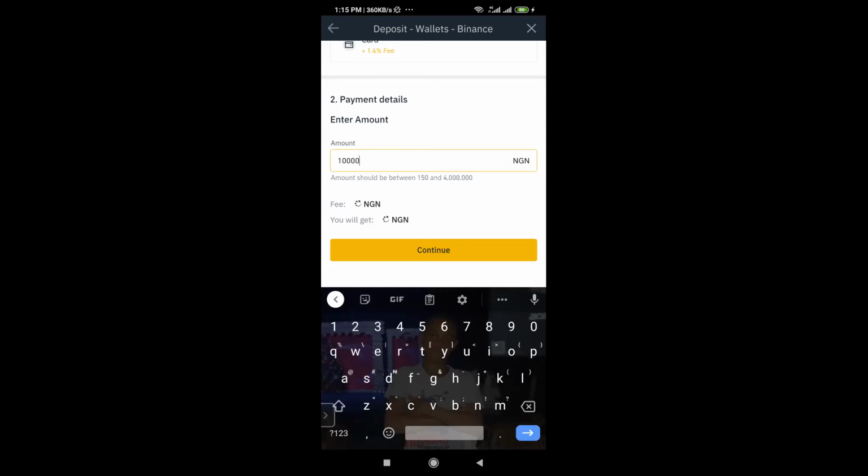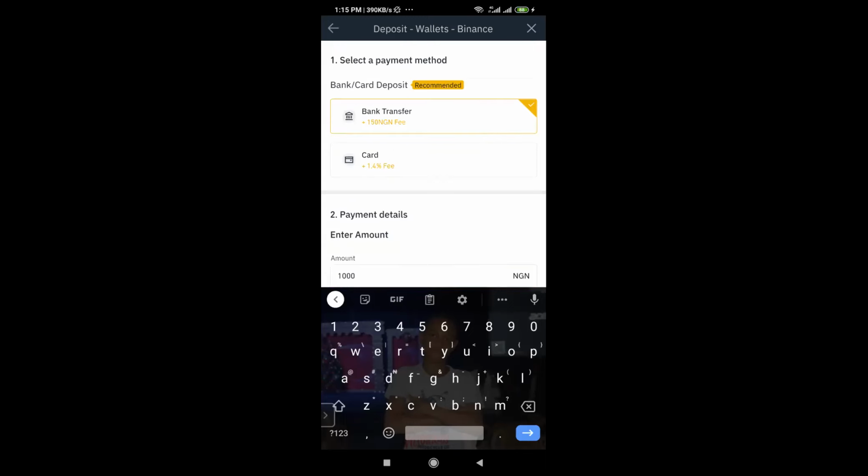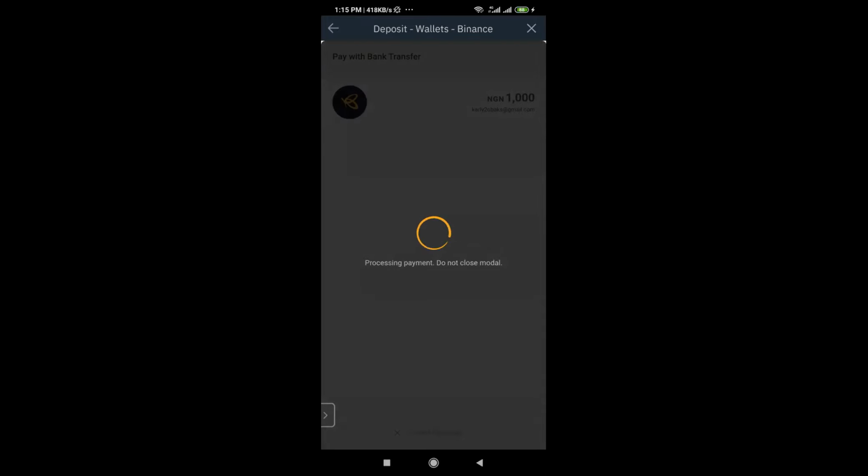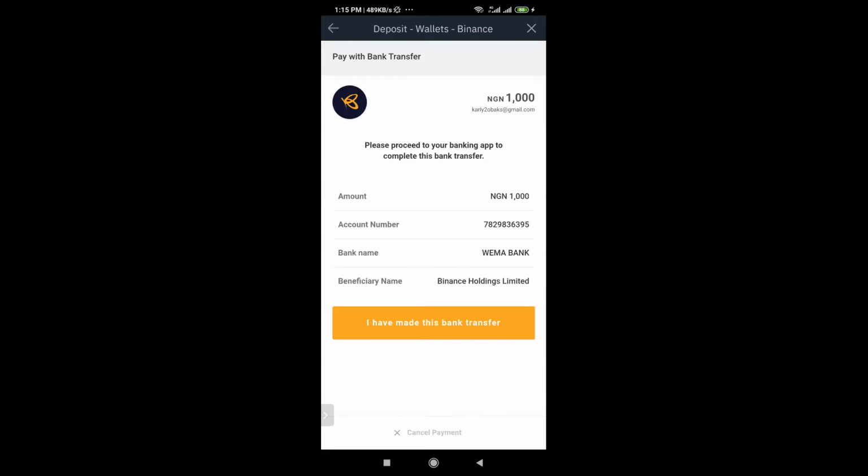So let's say I want to deposit 1,000 naira. That's what I want to do. It means I'll get 850 naira. I can come here to continue. Click on continue, and this would appear. So all I need to do is copy this account number and make the transfer. When I do that, I just click I have made this bank transfer.